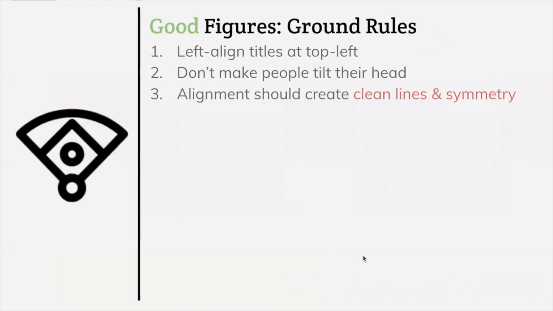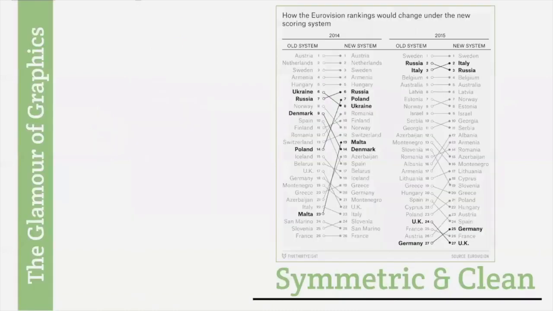Alignment should also create clean lines and symmetry. This is something that takes a lot of work and designers are working on all the time. So this might not be something that you have to consider too much in your final project. But when you are making infographics or trying to explain complex bits of data, like this Eurovision rankings from 538, what they were looking was comparing the old system and the new system for 2 different years. You can see there's different countries and the comparison from one year to the next.